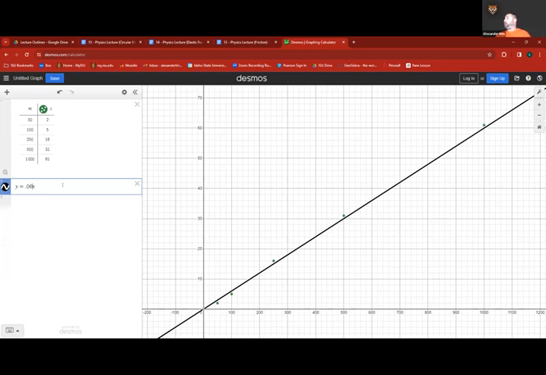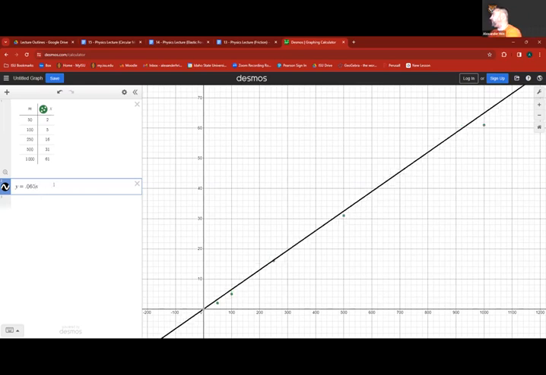Because it does generally have a linear fit, meaning that, again, there's a linear relationship between the amount of extension of the spring and the force applied to it. That's the basic idea. All right, so we could change that a little bit.